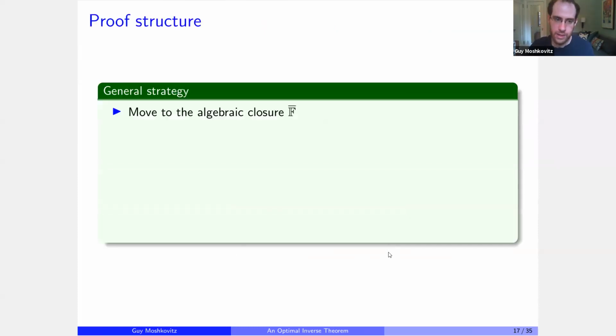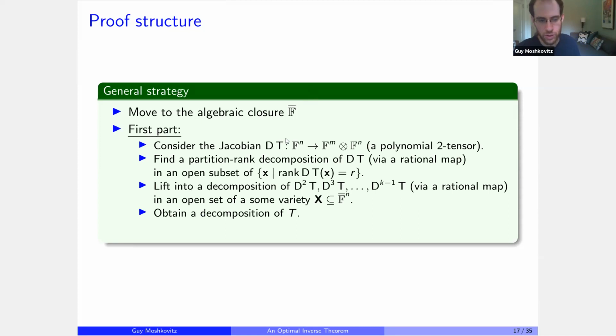As I said, our first step is going to be to move to the algebraic closure. It seems counterintuitive because the question is about finite fields, but we're going to do this nonetheless, just so that we have the tools of algebraic geometry at our disposal. We're going to have two parts to our proof. The first part is the upper bound, the second part is the lower bound. So let's talk about the first part.